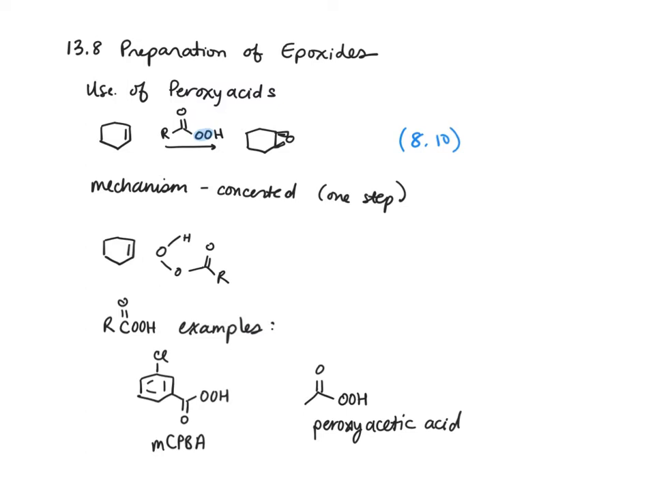The mechanism for this reaction is concerted. We have 4 reaction mechanistic arrows to get through in order to accomplish this concerted reaction. Examples of peroxy acids are metachloroperbenzoic acid and peroxyacetic acid. Again, we're looking for this O-O bond in what would otherwise be a carboxylic acid.